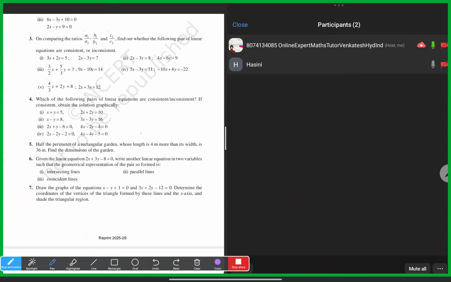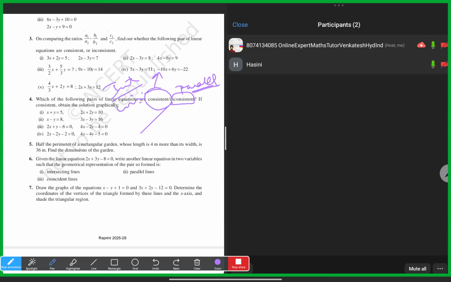Yes, Hasni. So, Hasni, again, which of the following pairs of lines are consistent, inconsistent? Inconsistent cases are parallel cases. So, in the parallel case, no solution will come. Consistent case means whether they are intersecting or coincident. Coincident and intersecting. Yes, Hasni.